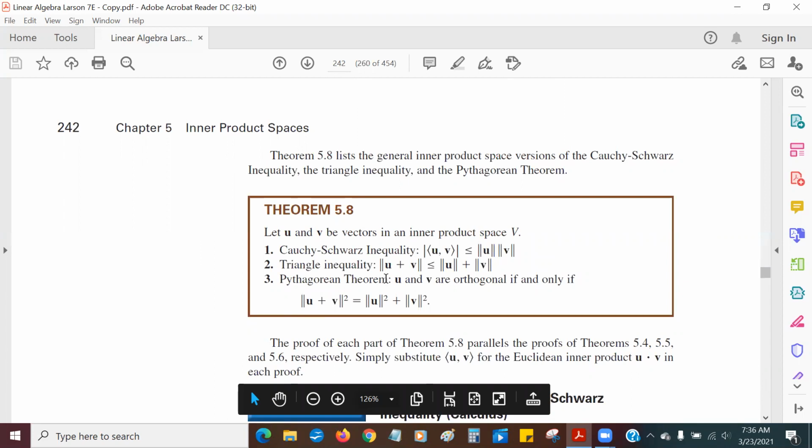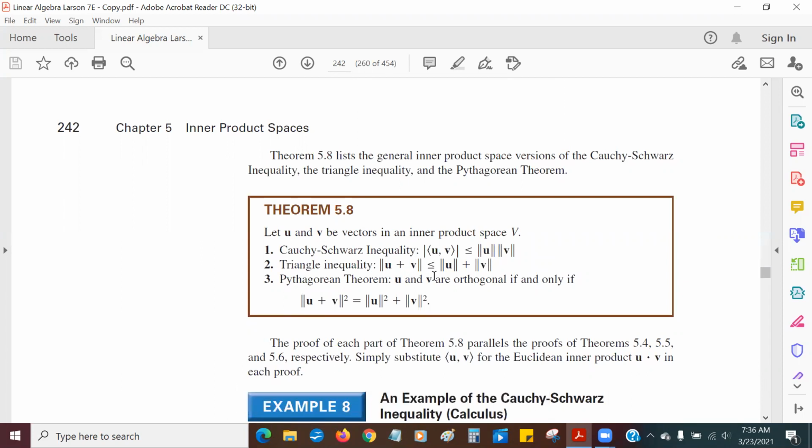The next super important thing is called the triangle inequality. It says that the length of u plus v is less than or equal to the length of u plus the length of v, because the length of u and the length of v are like two sides of a triangle, and then u plus v is the other side of the triangle. That's why they call it the triangle inequality.